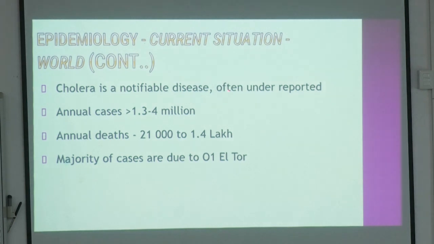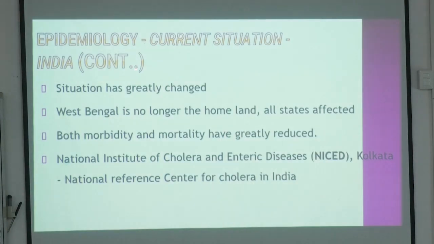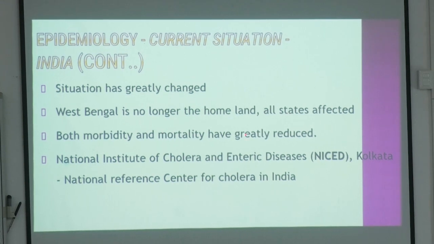Cholera is a notifiable disease and often under-reported. Annual cases are 1.3 to 4 million. Annual deaths are 21,000 to 1.4 lakh. The majority of cases are due to O1 El Tor. The situation has now greatly changed. In the current scenario, West Bengal is no longer the homeland. All states are affected. Both morbidity and mortality have greatly reduced. In West Bengal we now have NICED, the National Institute of Cholera and Enteric Diseases, Kolkata.